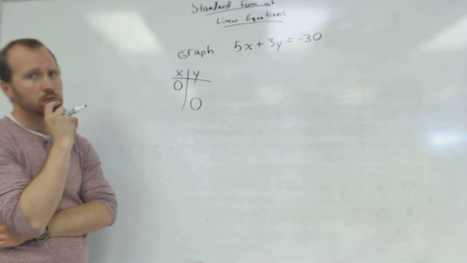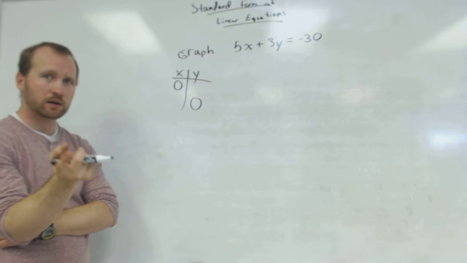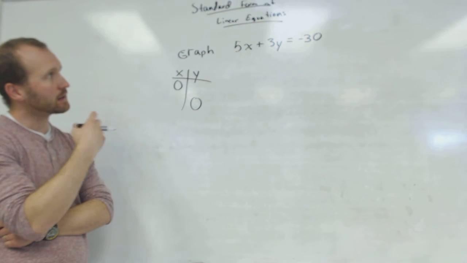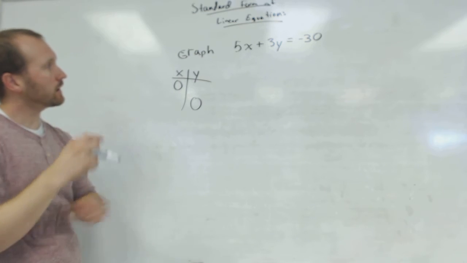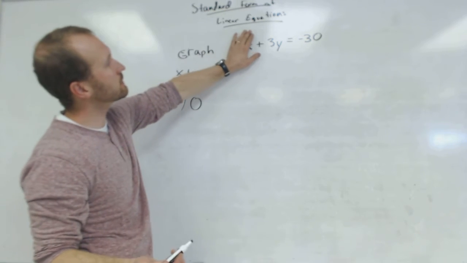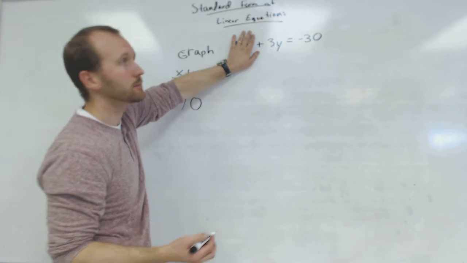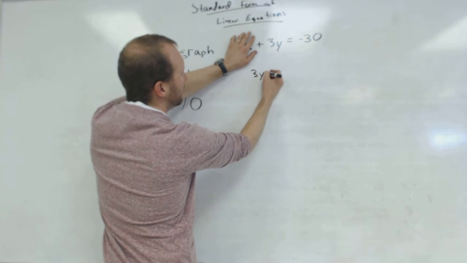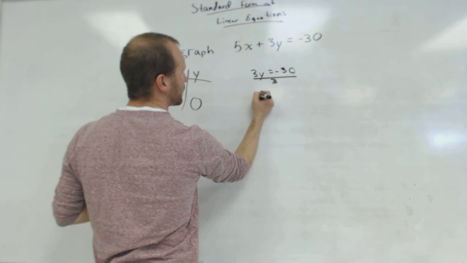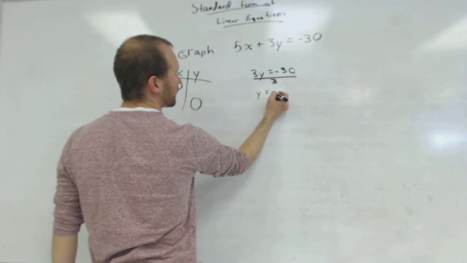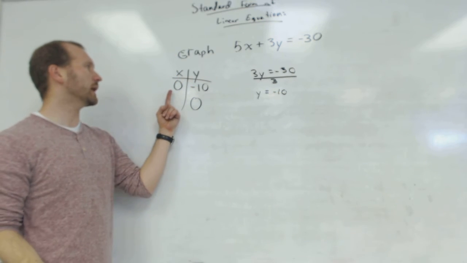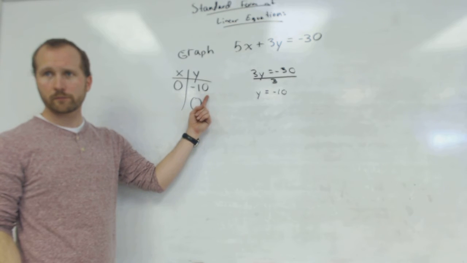What do I need to do now? I'm going to kind of take something away. Why? What can I take away now? Yeah, if x is 0, so for this line of my t-chart, x is 0. So I can take away that 5x, which means 3y equals negative 30. Divide both sides by 3, y equals negative 10. I have my first point. When x is 0, y is negative 10.